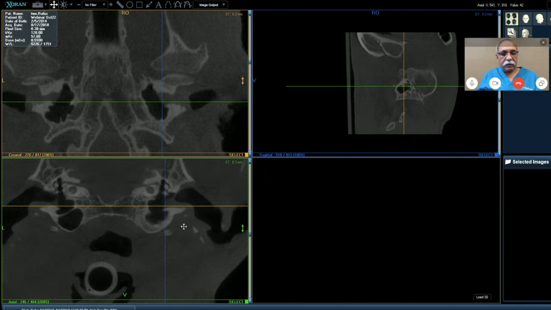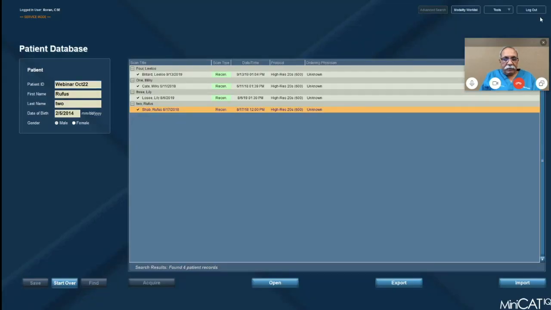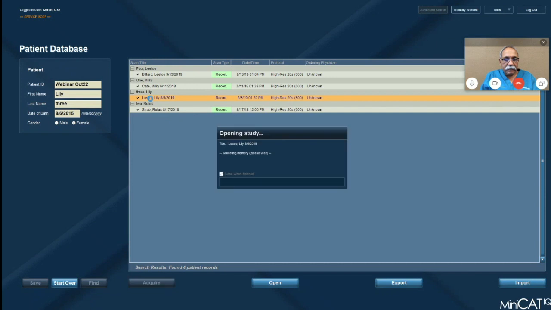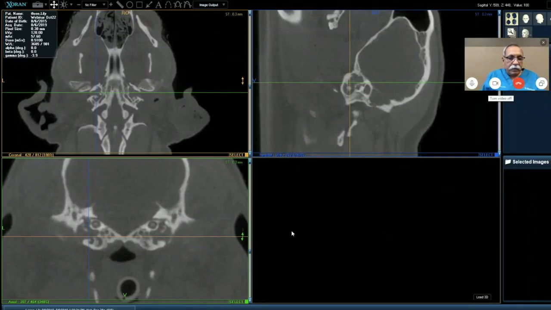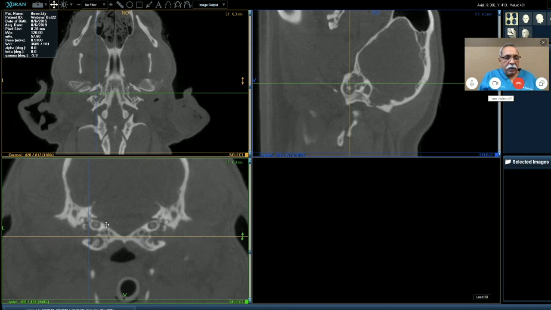Okay, so let's go to the next one. What we are looking at here is bilateral cholesteatoma. Cholesteatoma is considered to be a very rare disease until you have a CT and you start looking for it. You find them a lot more than what is reported in the literature.